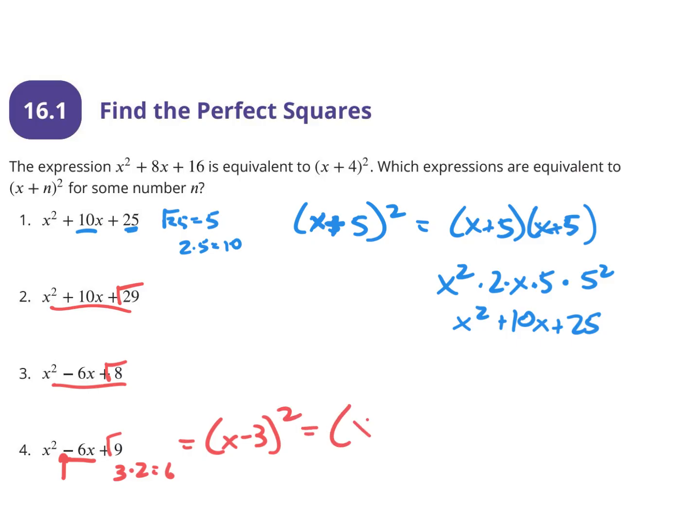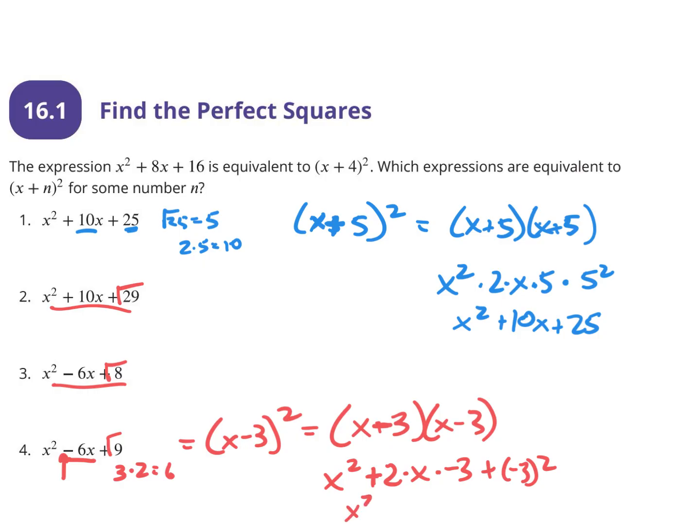And how do I know? x minus 3 times x minus 3: x squared minus 2 times x times negative 3, plus 3 squared. It's plus 2 times a times b. Your b happens to be negative 3. x squared minus 6x plus 9.